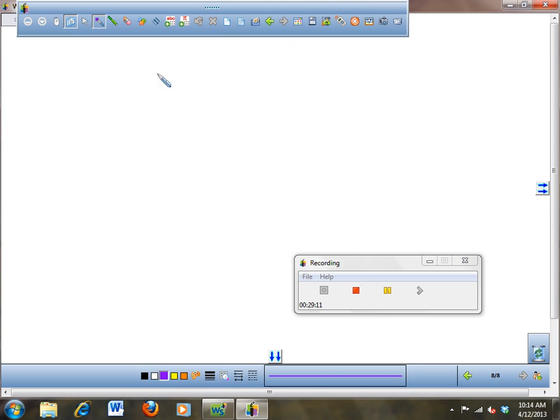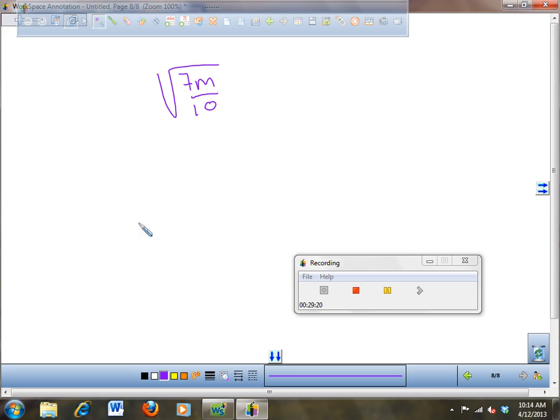Last one. Square root of 7m over 10. You say that doesn't look like anything. And they say rationalize. So I can rewrite this as the square root of 7m over the square root of 10. How do I get rid of that square root of 10 on the bottom? What do I multiply by? Melissa? Not by 10, by root of 10. Because my goal is to get rid of this down here. So I multiply by root of 10 over root of 10.